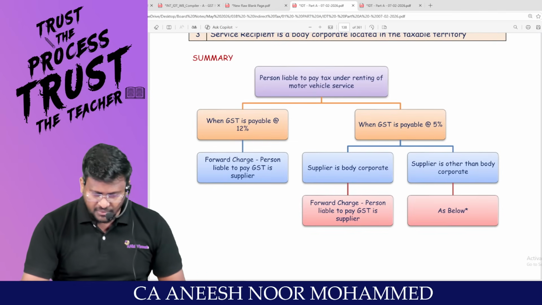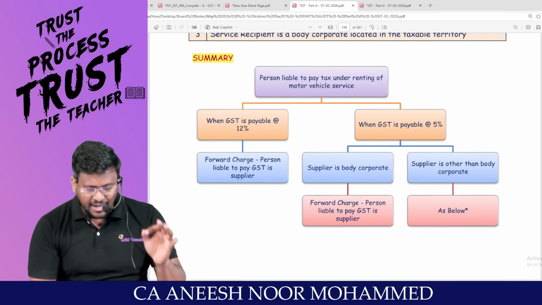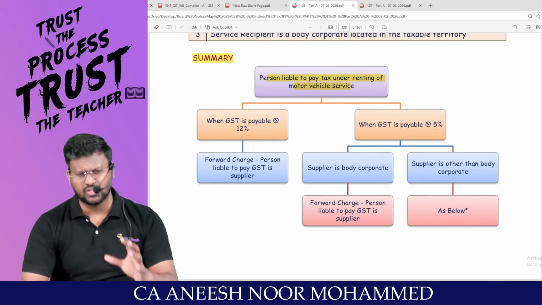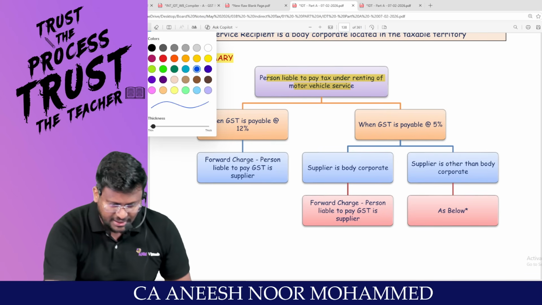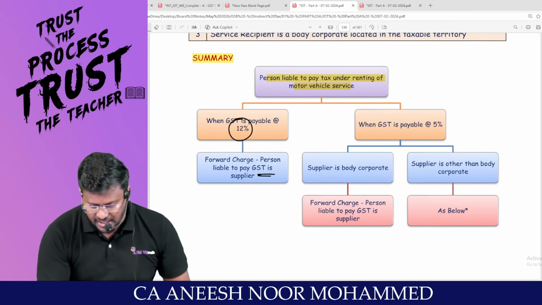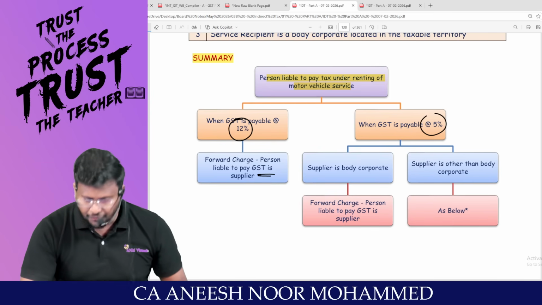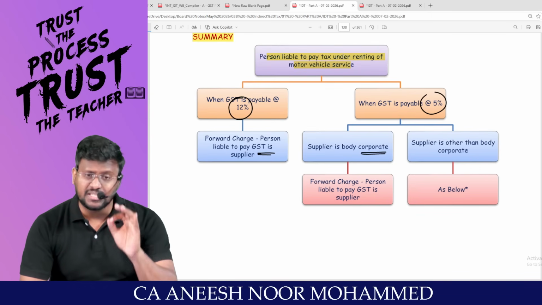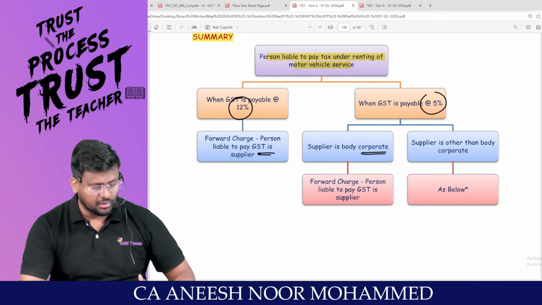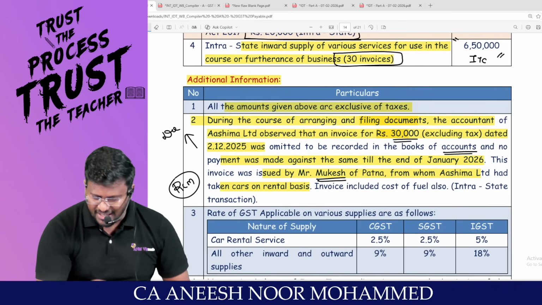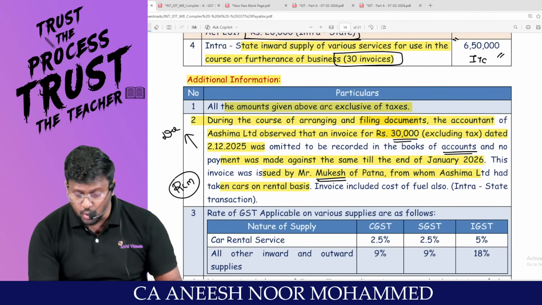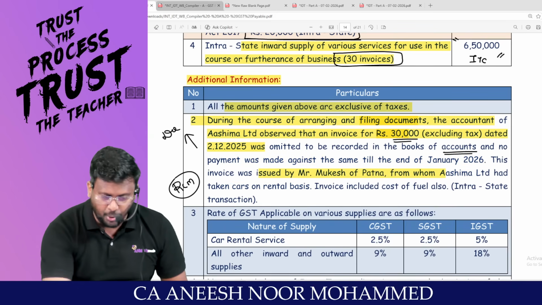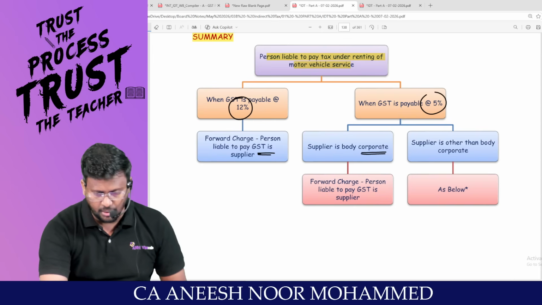Renting of motor vehicle, this chart should come to your brain. The person liable to pay tax under the renting of motor vehicle service. First of all, let me ask you one question. Is the service provider going to collect tax at the rate of 12%? Then always FCM. But if the GST is payable at 5%, check this. Is the supplier a body corporate? Then always FCM, because the supplier itself is very strong. That's why the question specifically highlighted that the invoice was issued by Mr. Mukesh. Mukesh is an individual. That means that person is not a body corporate.